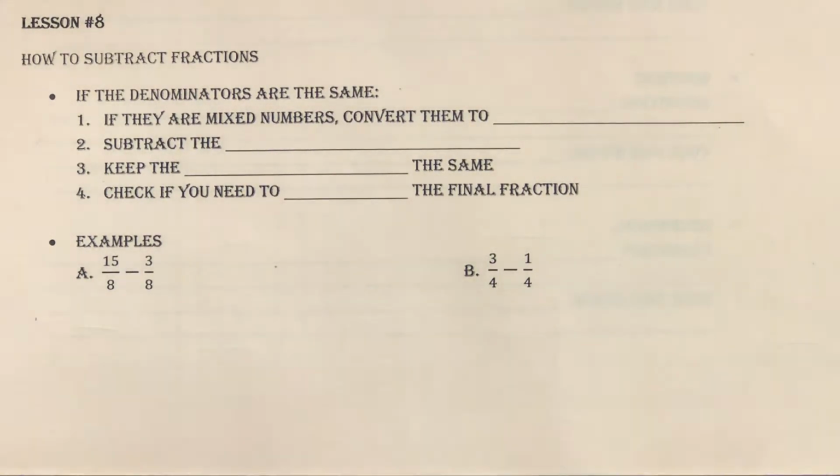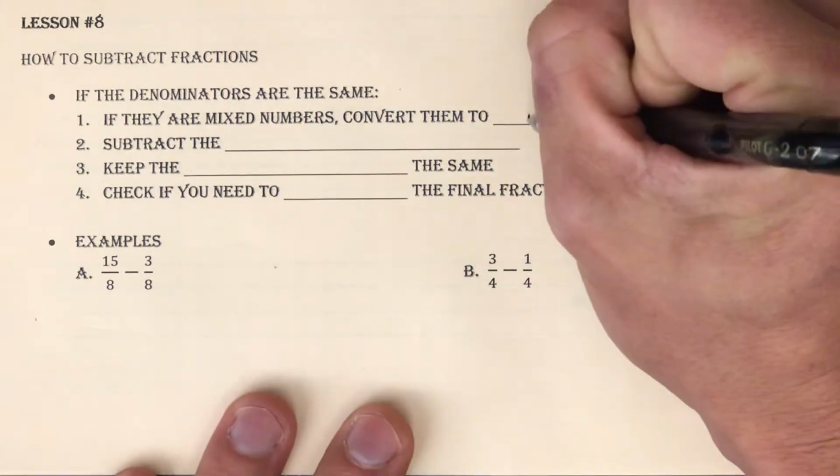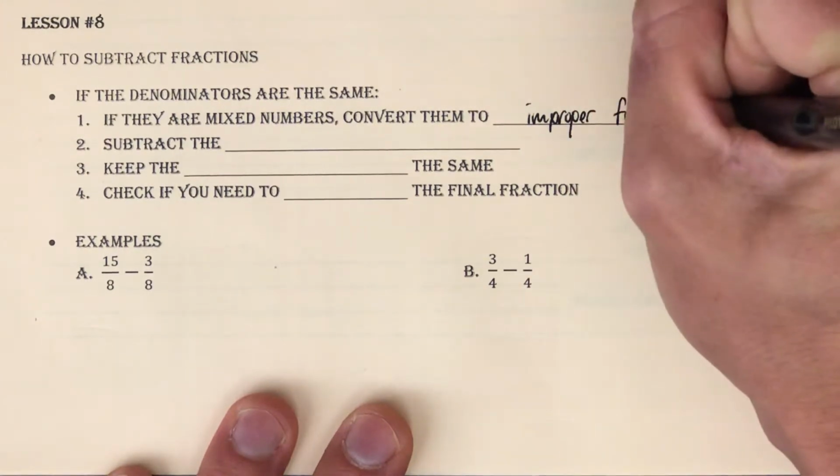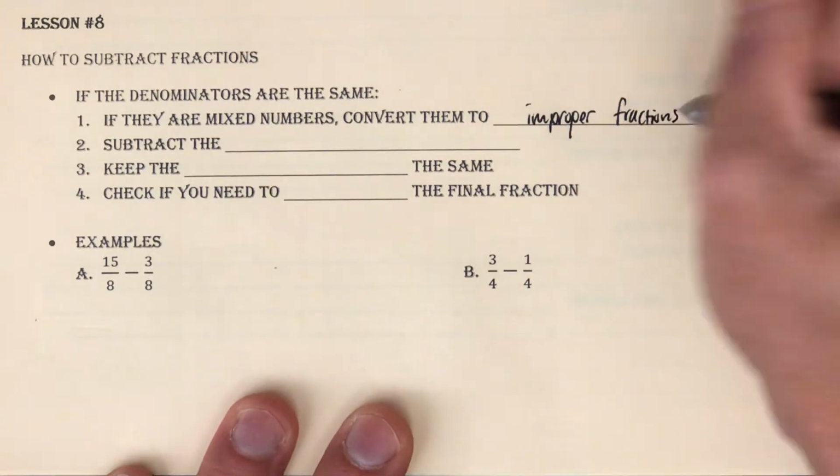So first we'll talk about if the denominators are the same. If they both have the same number in the denominator, first we want to make sure that we've converted mixed numbers to improper fractions. That's always, again, going to be our first step. Keeps things simple.